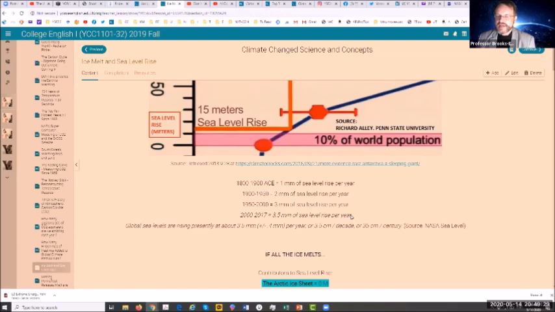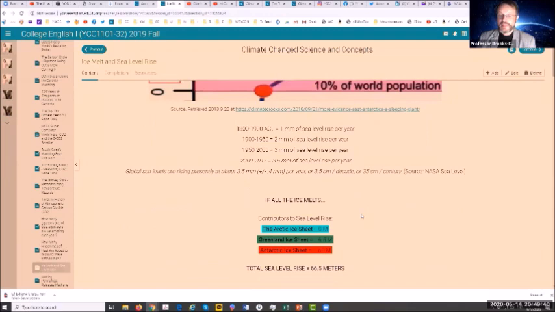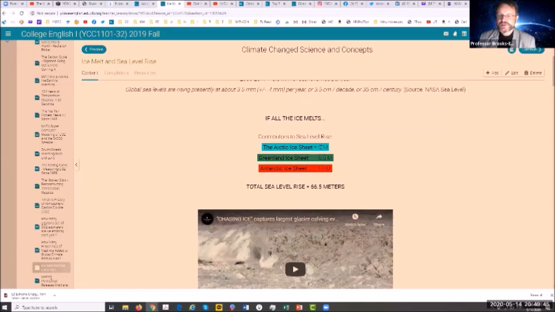The question that everyone is asking right now is, when is it going to start going up faster? Because we can see the ice melting in Greenland, and we can see the ice melting in Antarctica, and that's where most of the ice is. So the Arctic has 0 meters of sea level rise. Remember that, okay? If an ice cube is in the water already and it melts, it doesn't raise the glass.